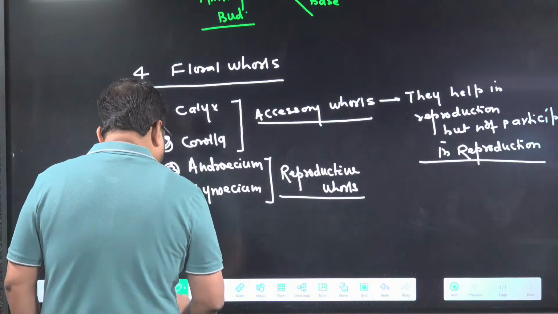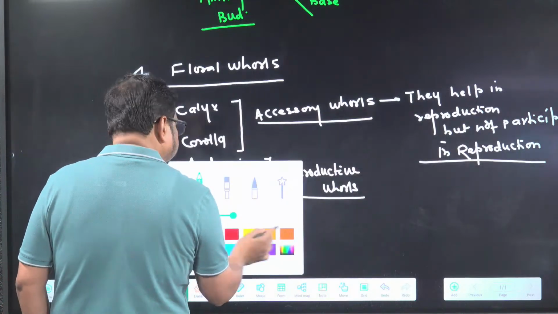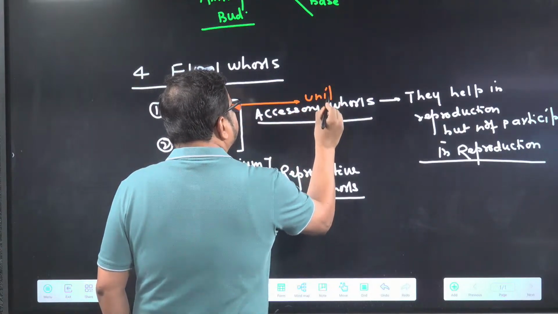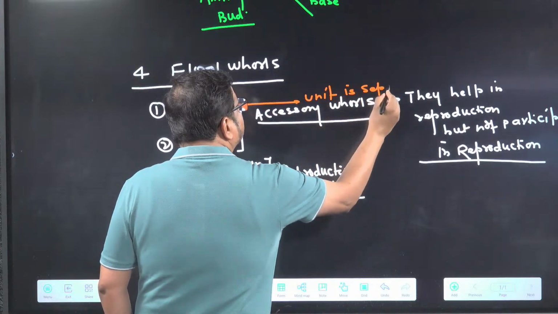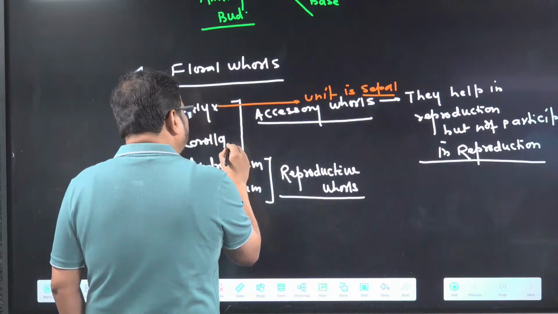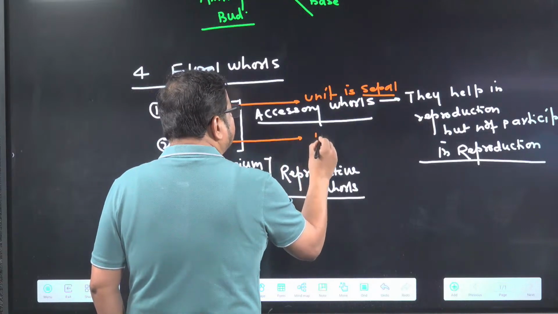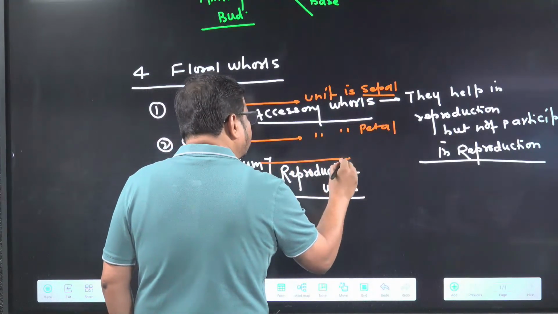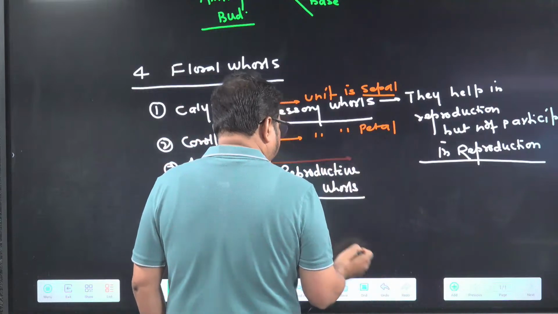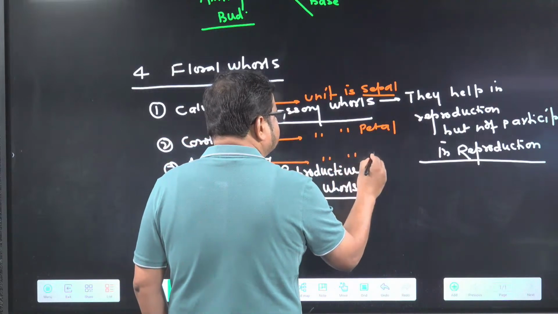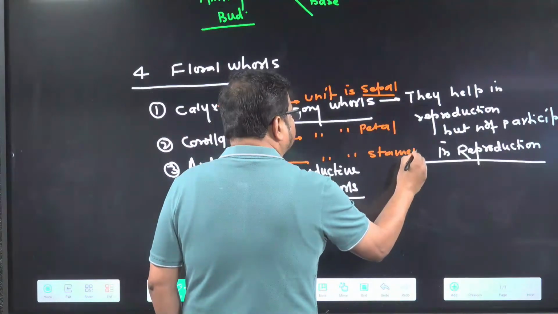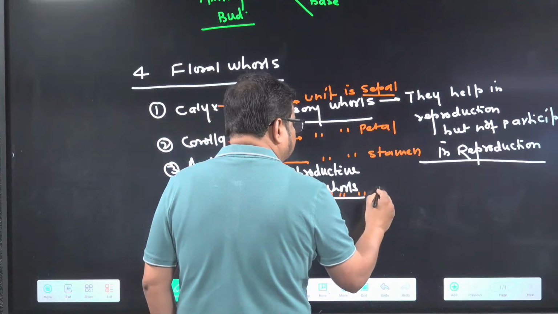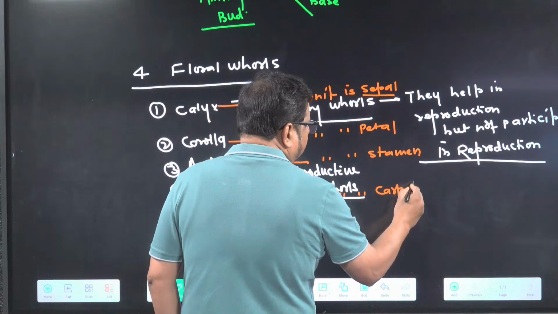If we talk about the unit, the unit of calyx is what? Unit is sepal. Unit of corolla is what? Unit is petal. Unit of androecium is what? You can say the unit of androecium is stamen. And if we talk about gynoecium, what is the unit of gynoecium? Carpel, or pistil.